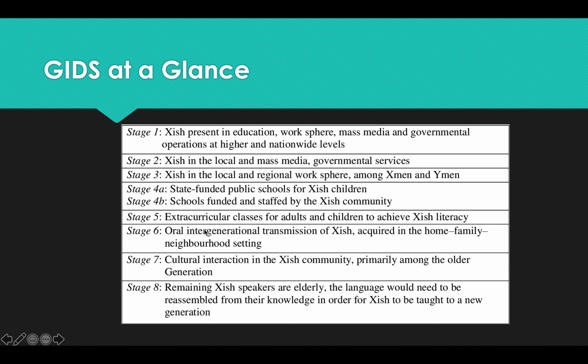At stage 6, you have oral intergenerational transmission acquired in the home or in a neighborhood setting. Stage 7, you have cultural interactions in the community, but mostly among older people. And then stage 8, the only speakers or users of the language are extremely elderly, and the language would need to be reassembled from their knowledge in order to be taught to other people, because they cannot directly teach it, or they don't have enough to teach it. So this is the simple breakdown of this scale.